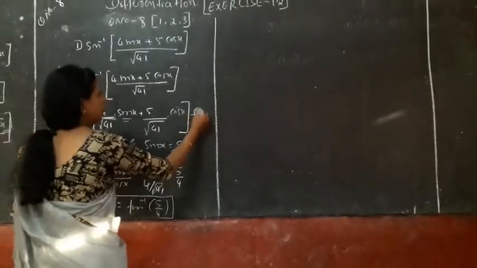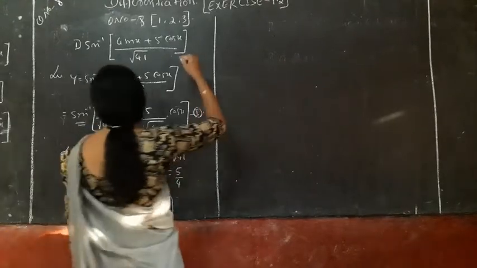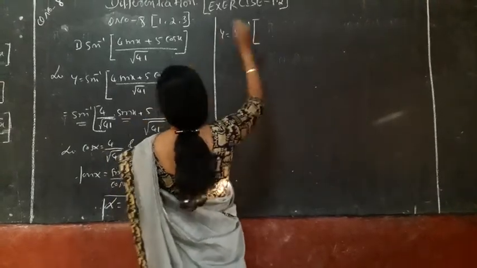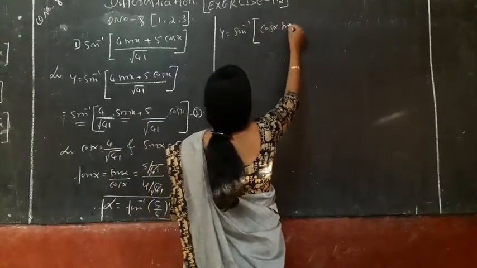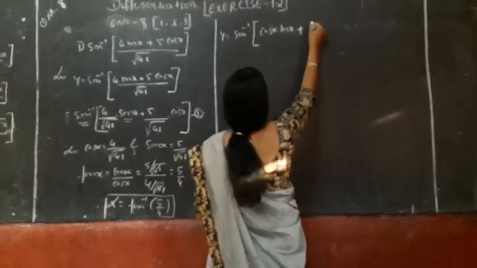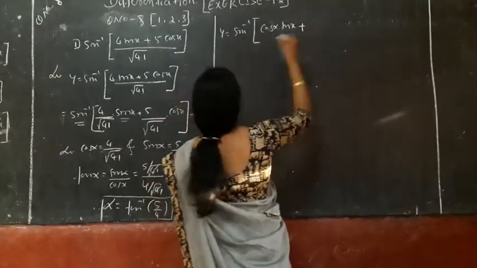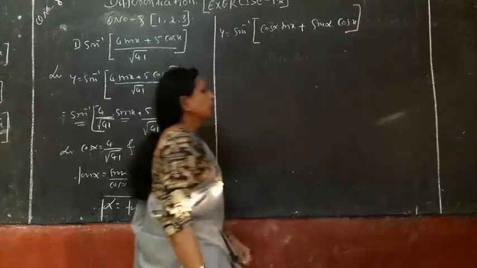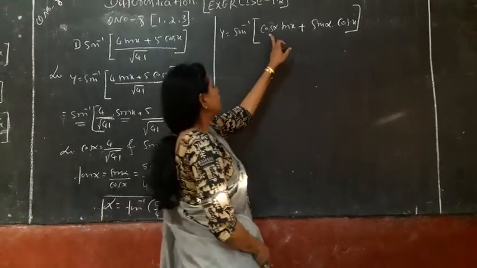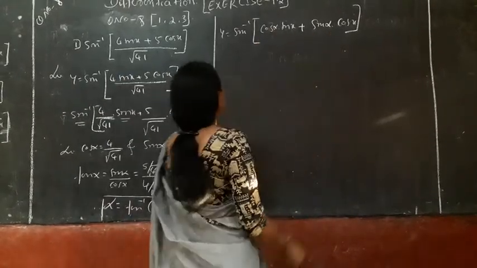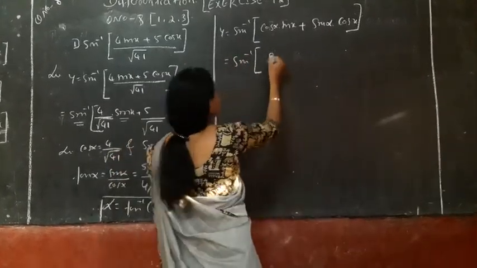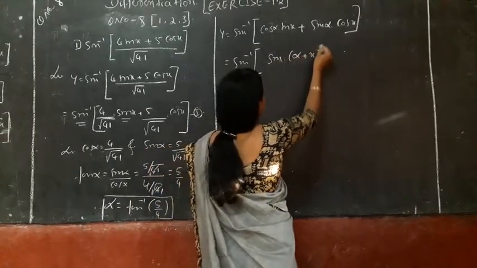Now the equation becomes y equal to sin inverse of cos alpha into sin x plus 5 upon root 41, that is sin alpha into cos x. Here we get the form sin a cos b plus cos a sin b, that is we can write this equal to sin inverse of sin of (alpha plus x).